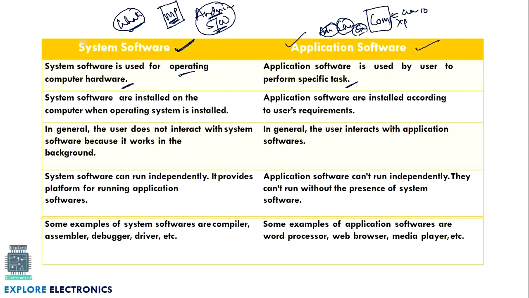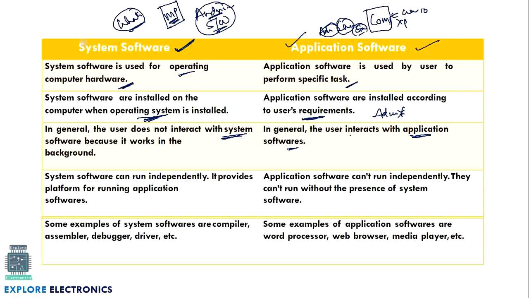We are going to use the application software to give the input to the system, and the system software will have an operating system and it will operate with the computer hardware. The system software is installed on the computer while the operating system is installed, but application software is installed according to user requirement. If we require Adobe Photoshop, we are going to install it, otherwise we will not. But the operating system has to be installed to operate the computer, and in general the user does not interact with the system software. We are not going to directly interact with the OS, we are just users. The user is going to use the application software and give the instructions.